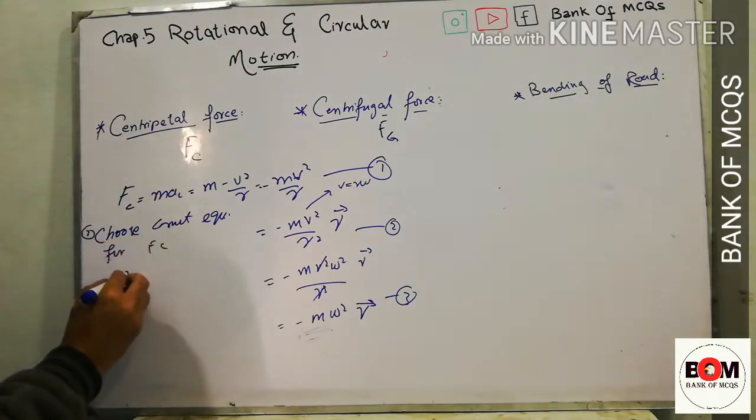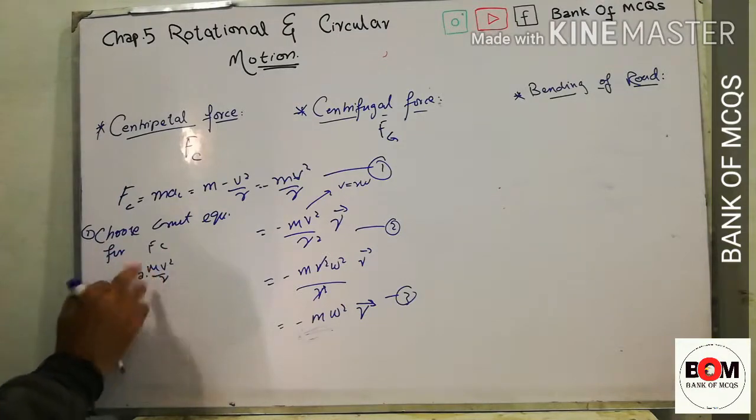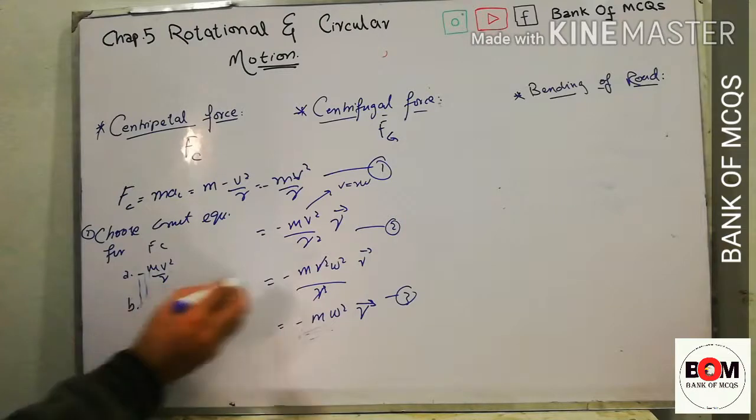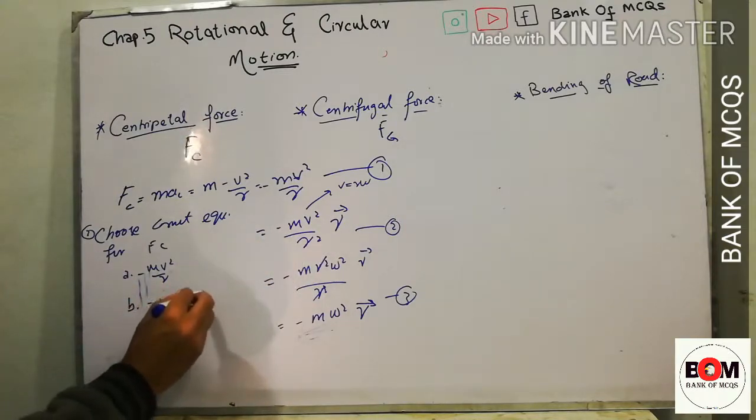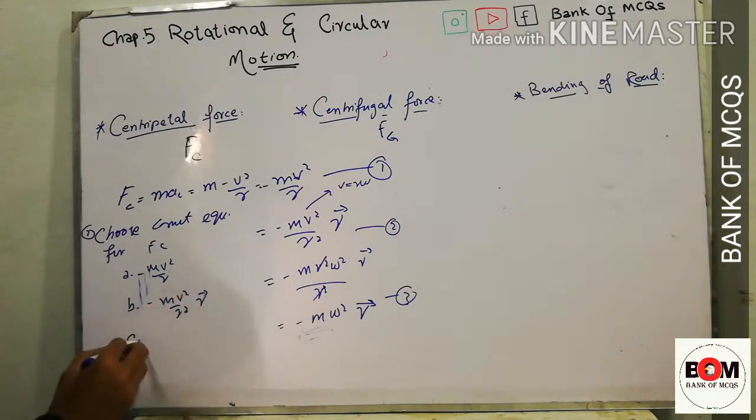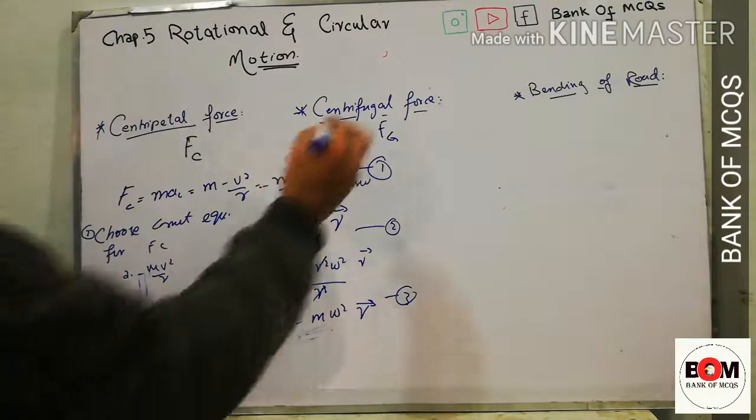So option A is mv square by r, option B is minus mv square by r square into r rho, option C is minus m omega square r arrow, and option D is all of these. So all of these are correct.